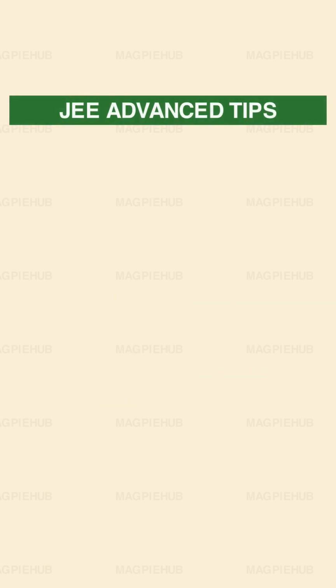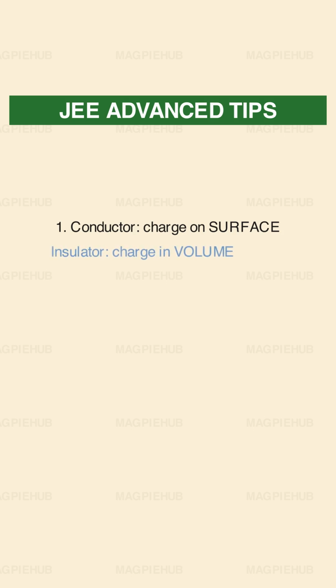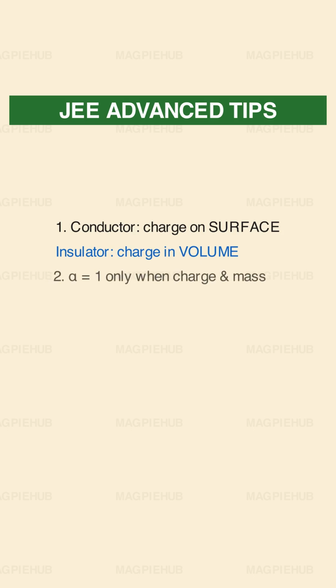Here are some important tips for JEE Advanced. First, always identify whether the charge is on the surface or throughout the volume. Conducting spheres have surface charge only. Second, the gyromagnetic ratio q over 2m holds when charge and mass have identical distributions. When they differ, a correction factor alpha appears.